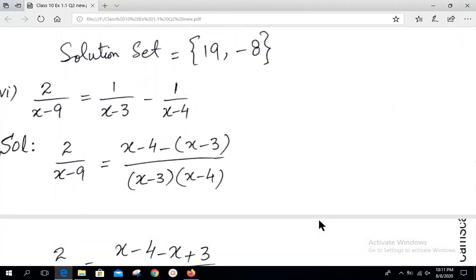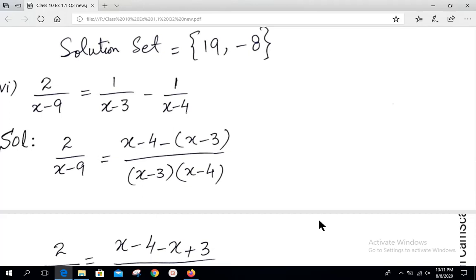Given in the form of fractions, it is 2 over x minus 9 is equal to 1 over x minus 3 minus 1 over x minus 4. Starting our solution by keeping the left hand side the same and taking the LCM on the right hand side.